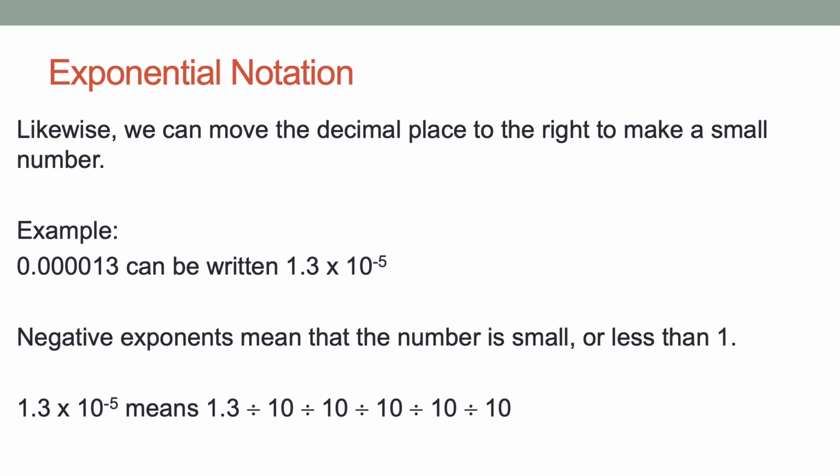Likewise, we can move the decimal place to the right to make a small number, or something less than 1. Here, 0.00013 can be written as 1.3 times 10 raised to the negative 5. Negative exponents mean that the number is small, or less than 1. 1.3 times 10 to the negative 5 means that 1.3 is divided by 10 5 times.